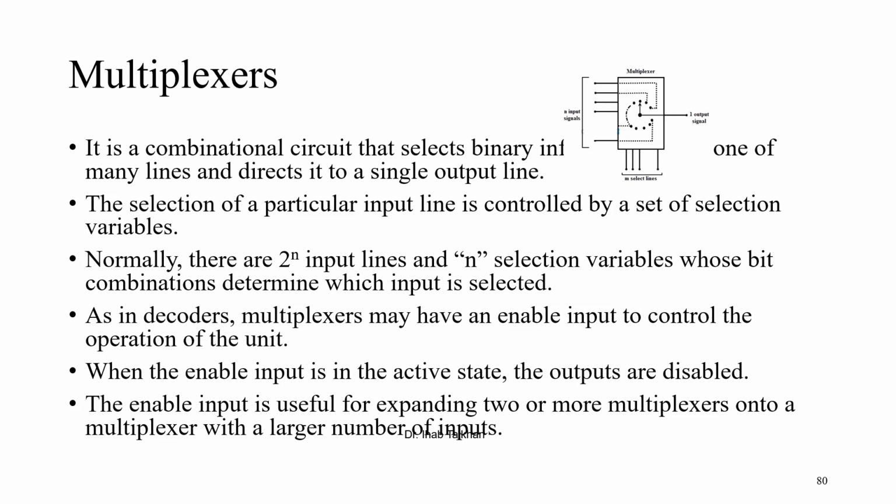As I mentioned, the multiplexer has 2 power n inputs, only 1 output, and n selection lines, where you activate only one of the 2 power n inputs to go to the output port.